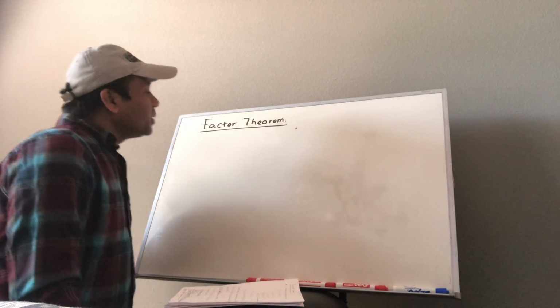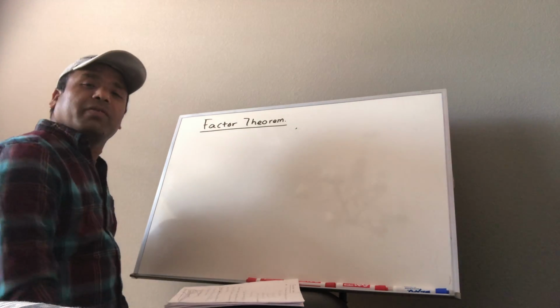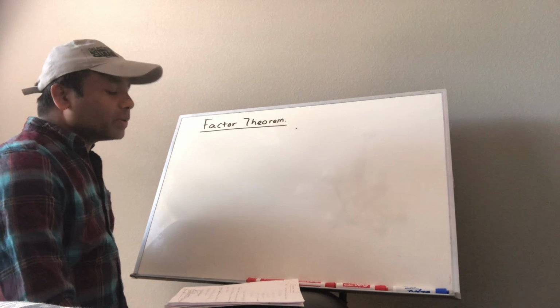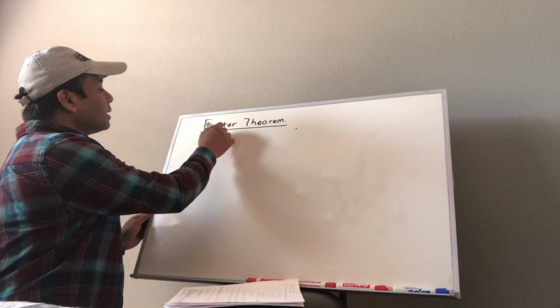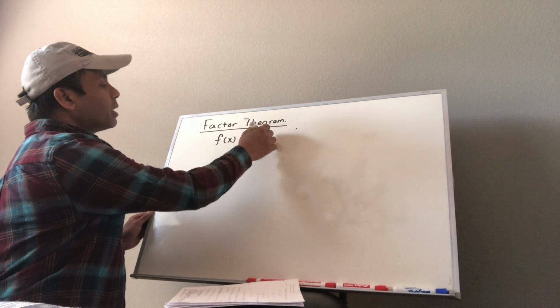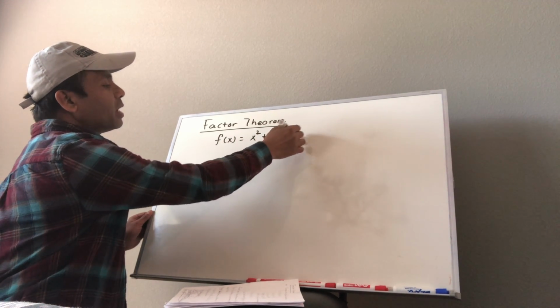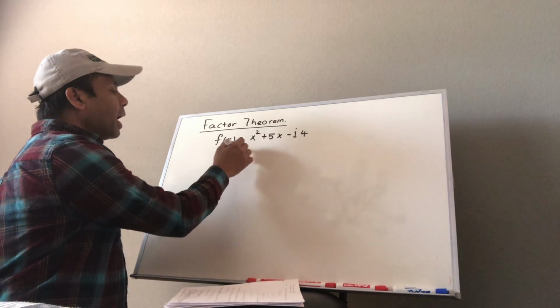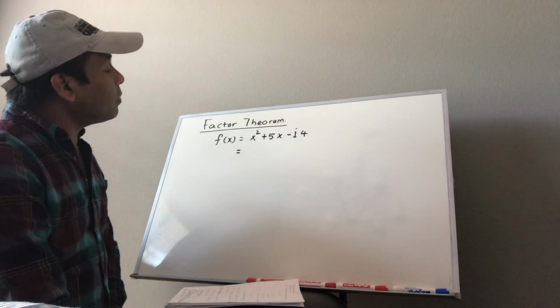Hi guys, today we will discuss the factor theorem. Consider the polynomial, let's say f(x) equals x squared plus 5x minus 14. How do we factor this?